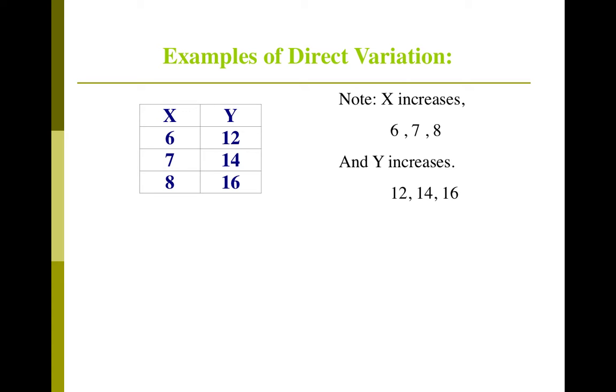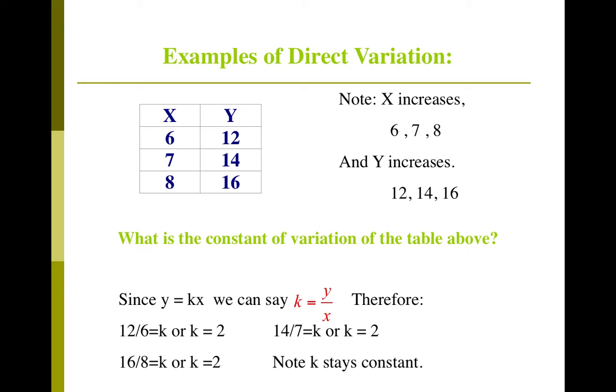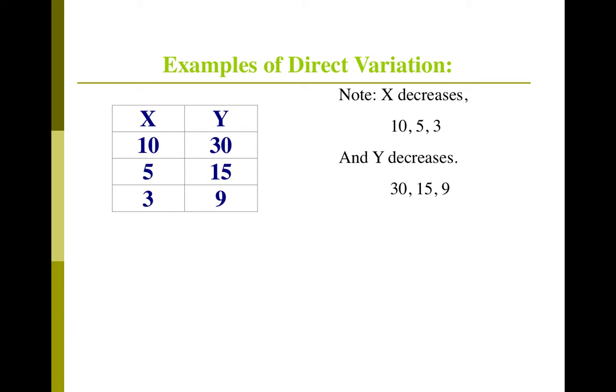So let's look at this example. You see that x is increasing and y is increasing. What if I looked at the proportion, the ratio of y to x? 12 divided by 6 is 2. 14 divided by 7 is 2. 16 divided by 8 is 2. So what is the constant of variation? Isn't that also the slope? 2 is the slope. So you could write the equation y equals 2x. Because the slope is 2, the y-intercept is 0.